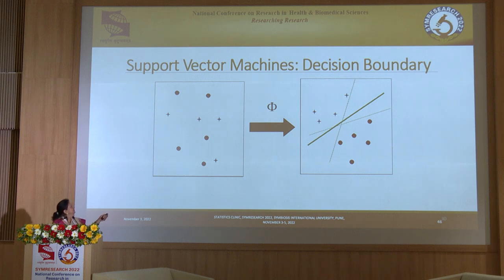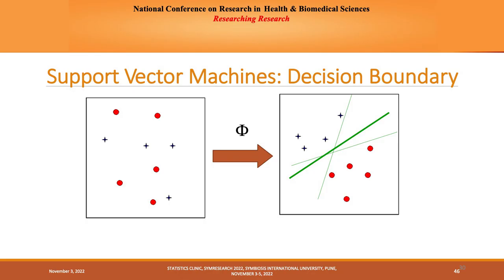Here is just another illustration of the same idea. Non-linearly separable training samples, but if I apply a transformation to the original variables, I may be able to make them linearly separable.